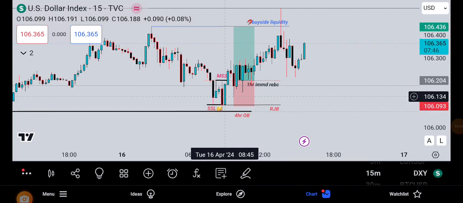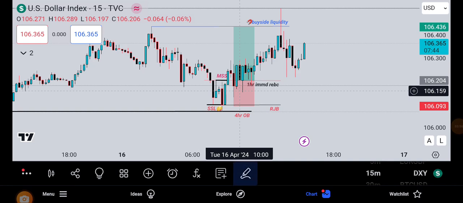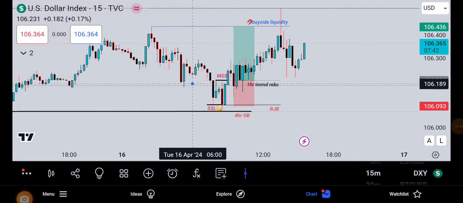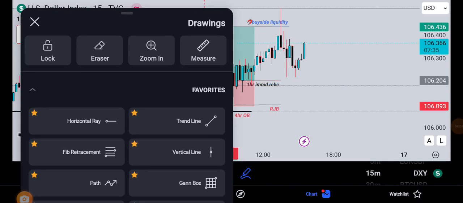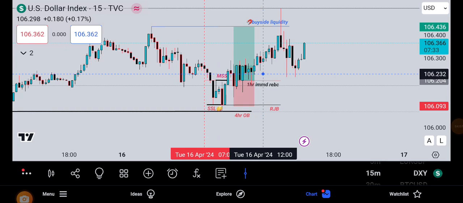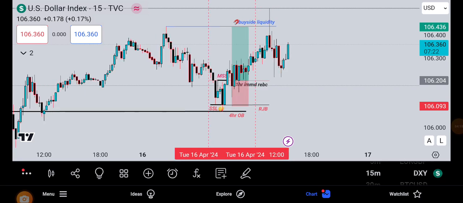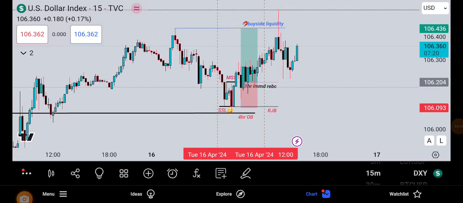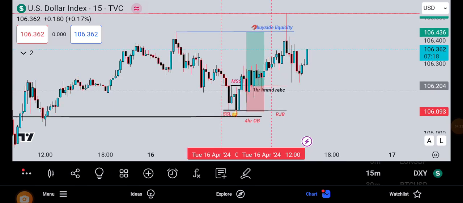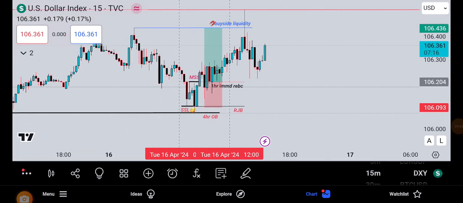And since we were in the New York kill zone, from 7 a.m., that candle, to around 12, this is our trading session. So we were in our trading zone, or our kill zone, which is the New York session, and we are inside this key level, this 4-hour order block.